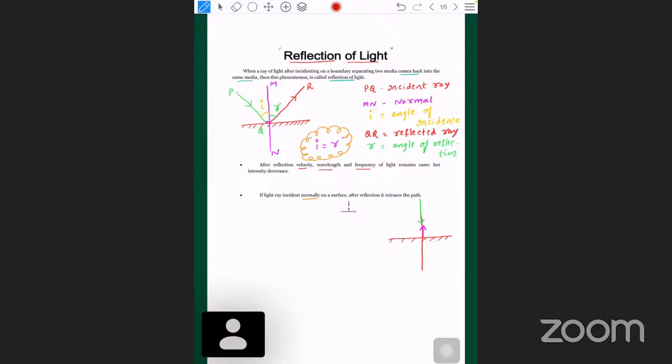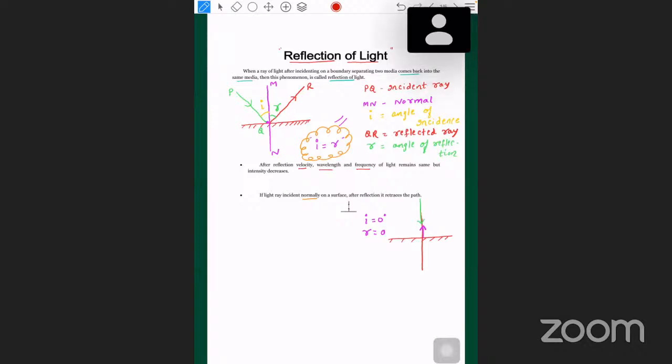In this case, can you tell me what is the angle of incidence? It's 0 degree, sir. Very good. 0 degree. So if the angle of incidence is 0 degree, what should be the angle of reflection? It's 0 degree. This is the principle. So if i is 0, r should be 0. I think you got this concept, right?